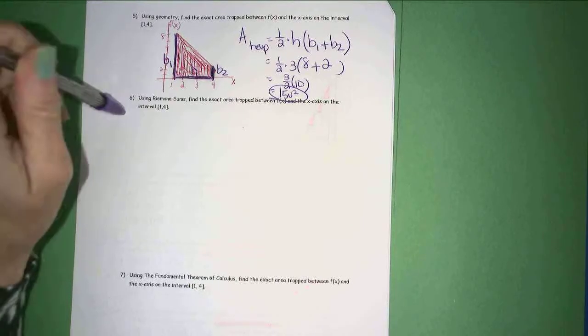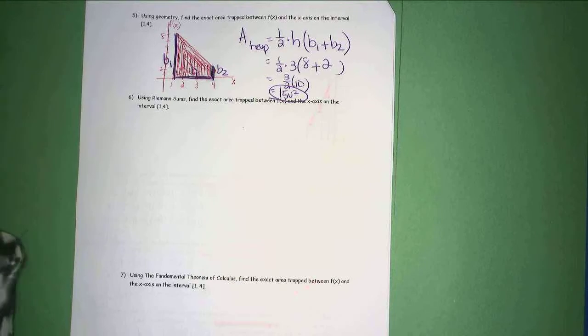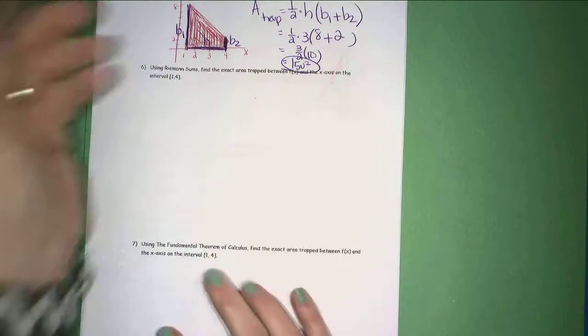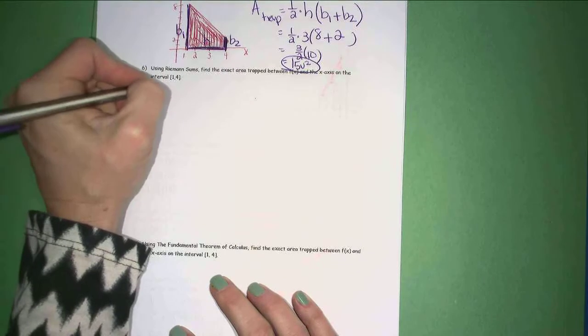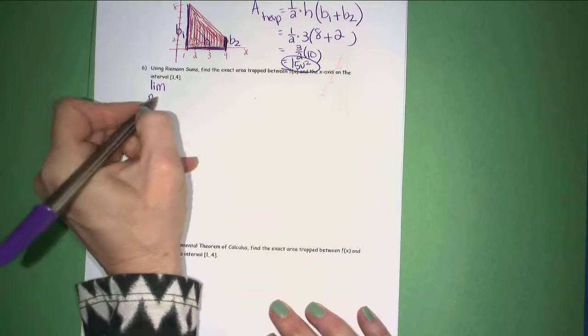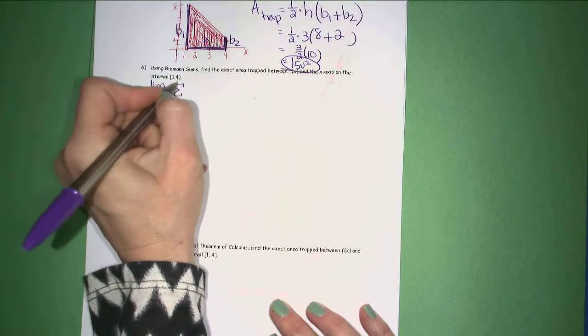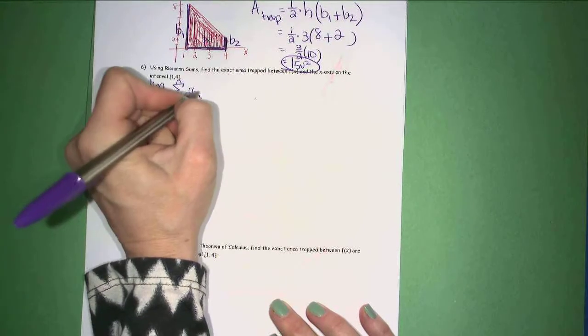Okay, number 6 is a bit of a review. It says, using Riemann sums, find the exact area trapped between f of x and the x-axis on the interval 1 to 4. So instead of appealing to geometry, we're going to appeal to good old calculus and our good friend Riemann. So here we go. We're going to start with the formula: the limit, as n approaches infinity, of the sum from i equals 1 to n of f of x sub i times delta x.